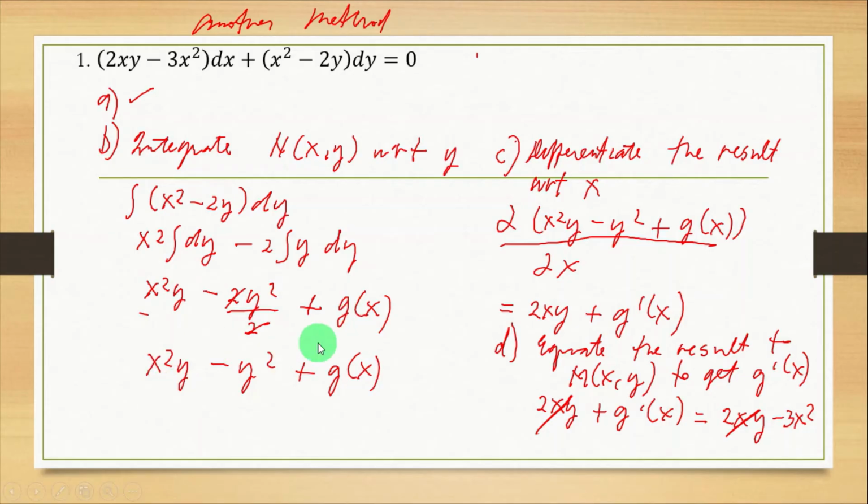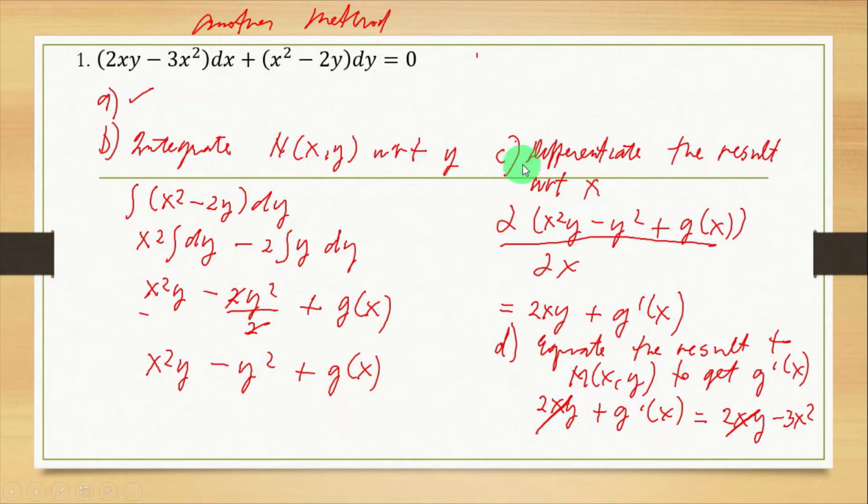So in our first method, we are adding g of y. But here in our second method, we are adding the function g of x. So you have x squared y minus y squared, that is after canceling out 2 in the numerator and the denominator of the second expression, plus g of x.